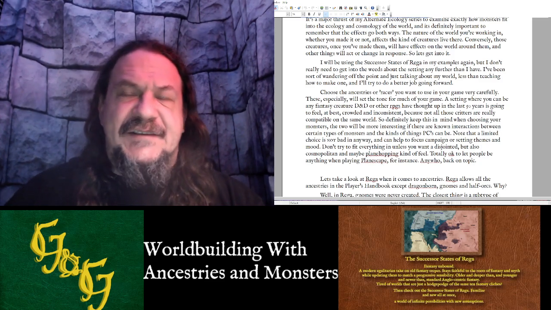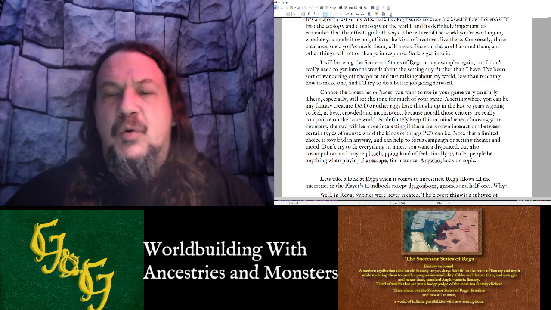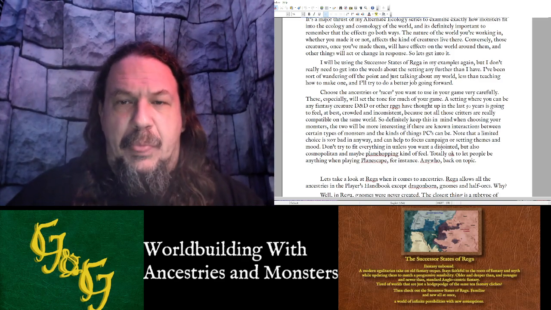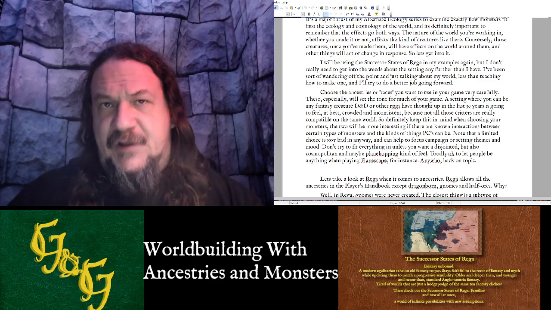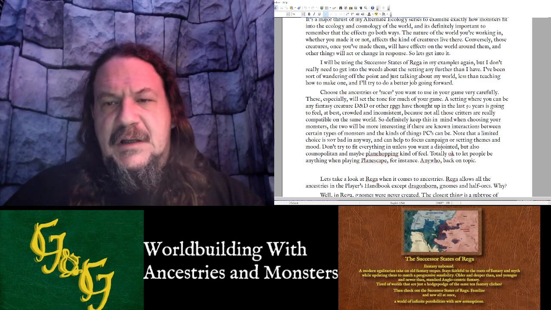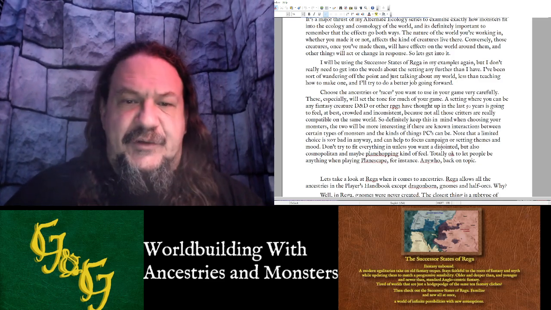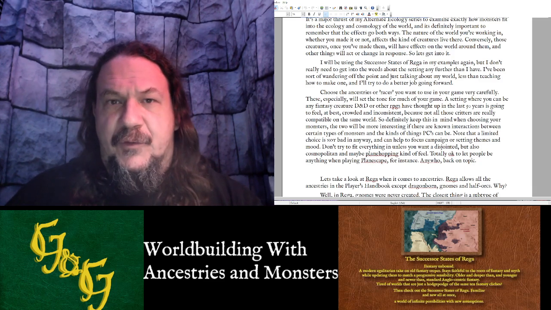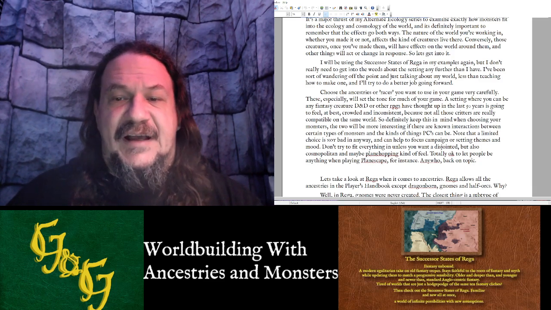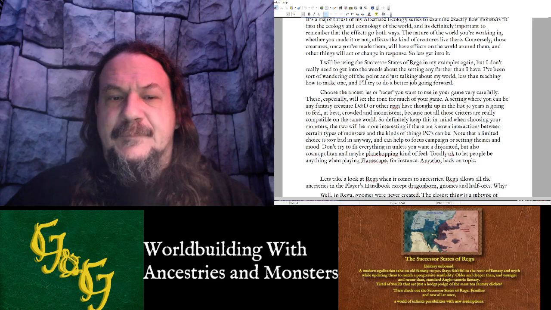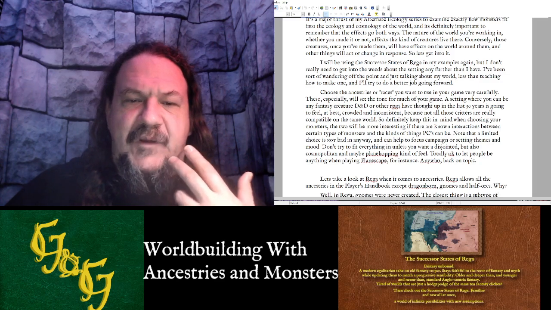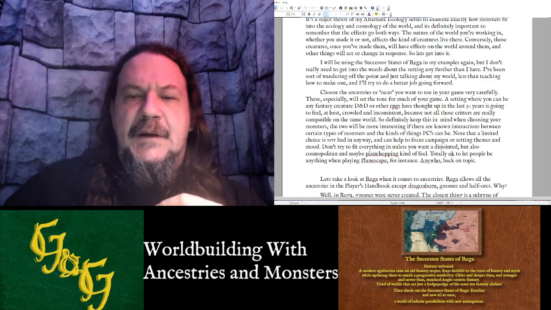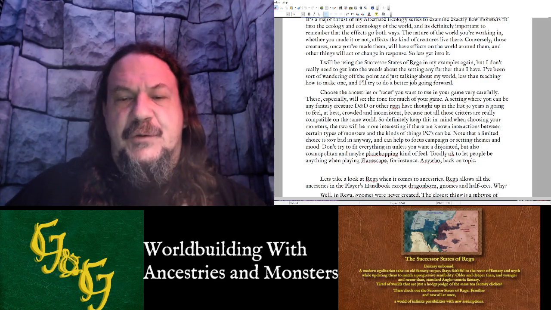Choose the ancestries or races you want to use in your game very carefully. These especially will set the tone for much of your game. A setting where you can be any fantasy creature that D&D or other tabletop role-playing games have thought up in the last 50 years is going to feel, at best, crowded and inconsistent, because not all those creatures are really compatible on the same world. Definitely keep this in mind when choosing your monsters.